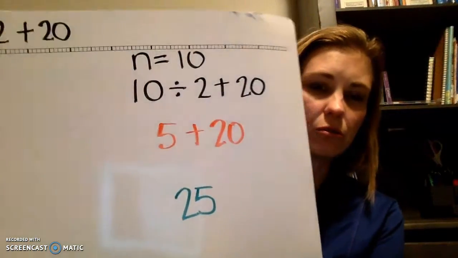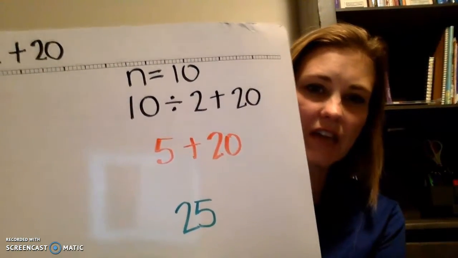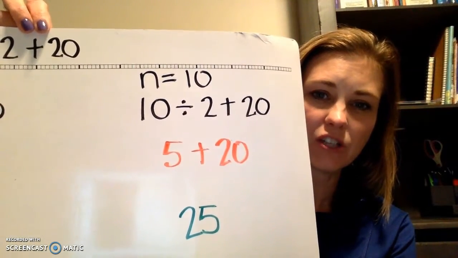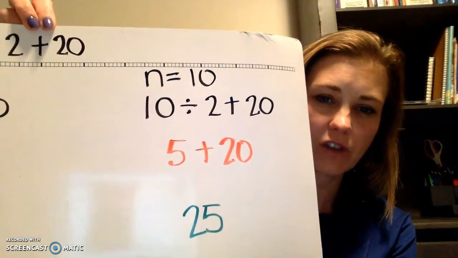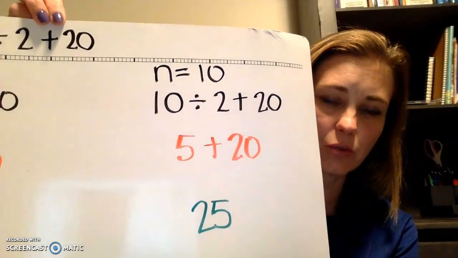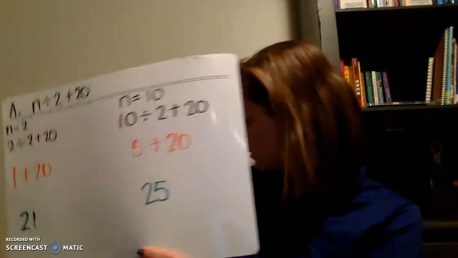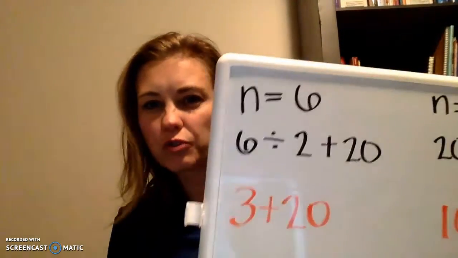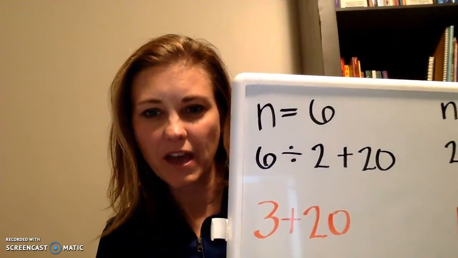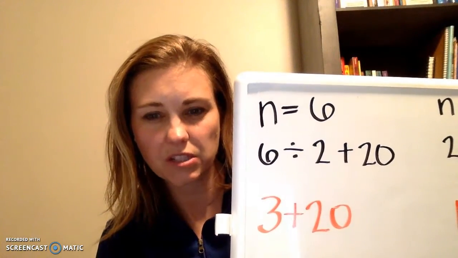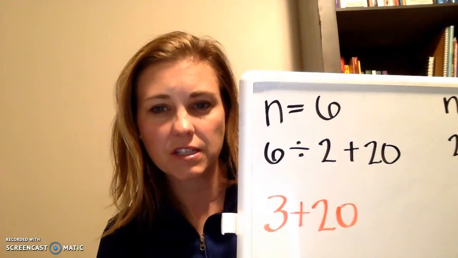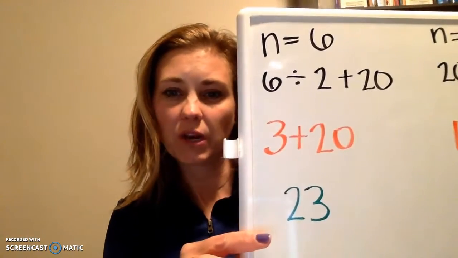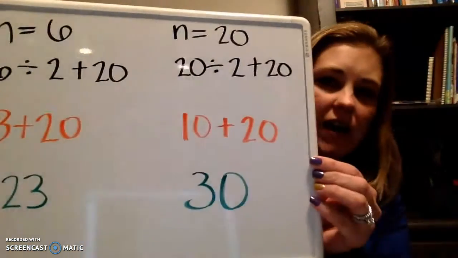So now I'm going to do n equals 10. I put that 10 in where my n is, and I have 10 divided by 2. I have 5, so then I have 5 plus 20, and that simplifies to 25. That's not the answer we're looking for either. So now I'm going to try 6. I put 6 in where that n is, so I have 6 divided by 2 plus 20. I do my division first. 6 divided by 2 is 3. Now I can do my addition. I have 3 plus 20, 23. That doesn't work, it's not 35.